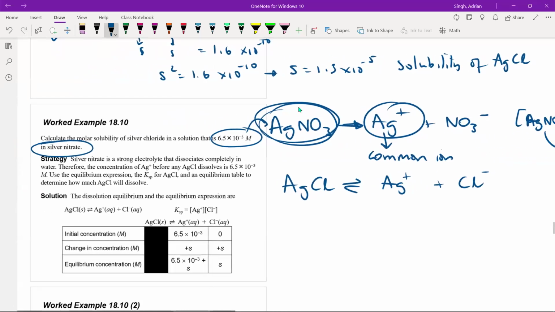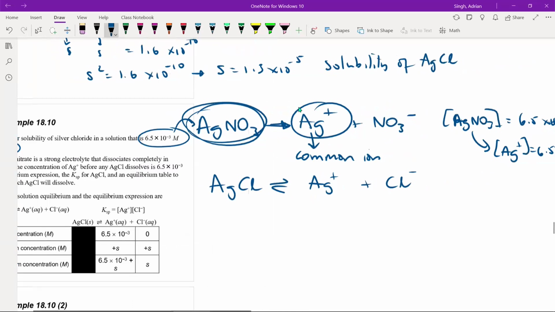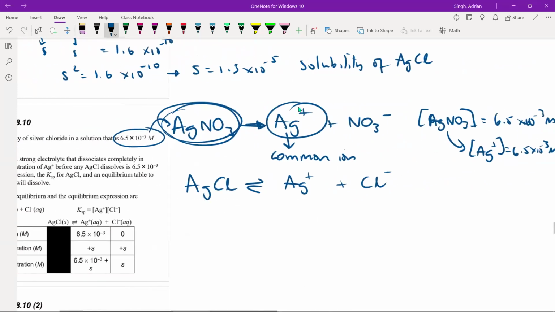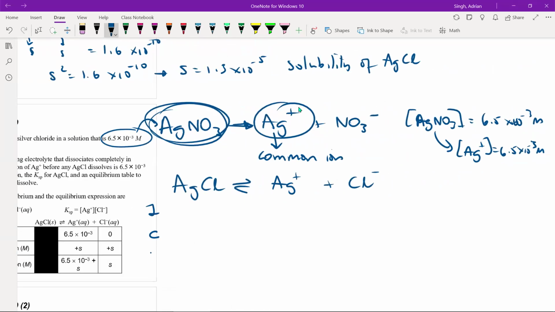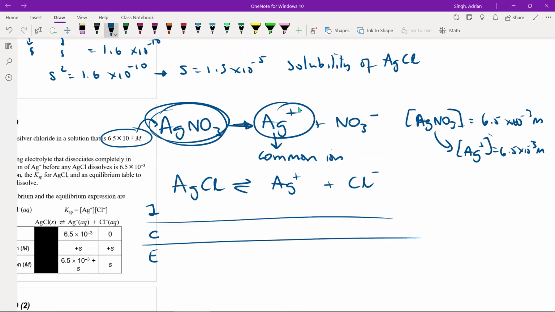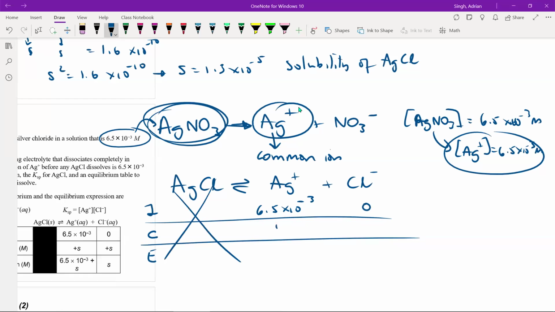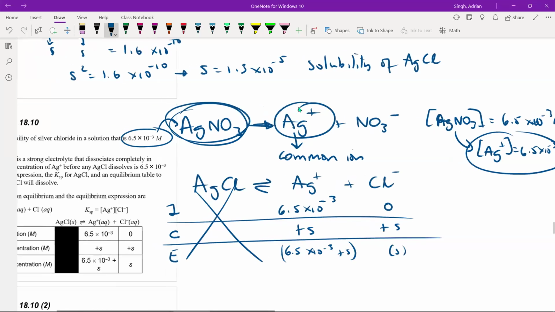So the concentration of the Ag+, even before any of the Ag from the silver chloride dissolves, is already there. If I write my ICE table, initially I already have the 6.5 times 10 to the negative 3 of the Ag+. I have none of the chloride to begin with. Then as the AgCl reaction proceeds, I'm going to gain s over here, and then at equilibrium I have 6.5 times 10 to the minus 3 plus s. And then here I have s as well.